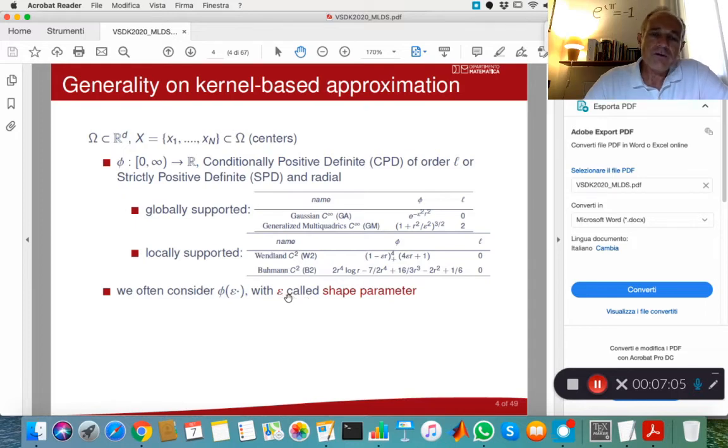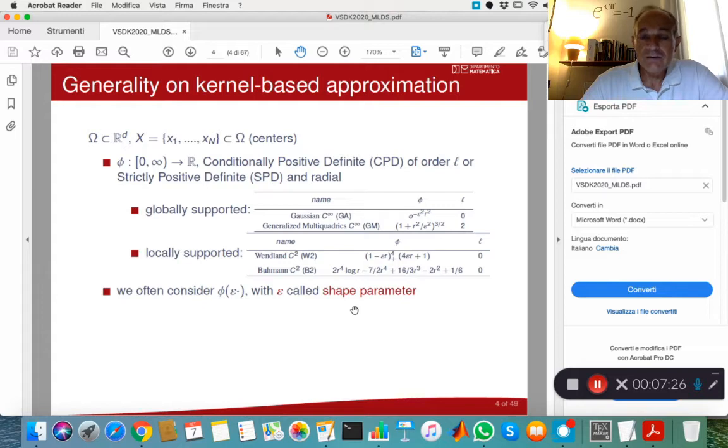But now we want to concentrate on this shape parameter. The shape parameter has the role essentially to localize or to spread your basis functions with respect to the center in which the function is defined.